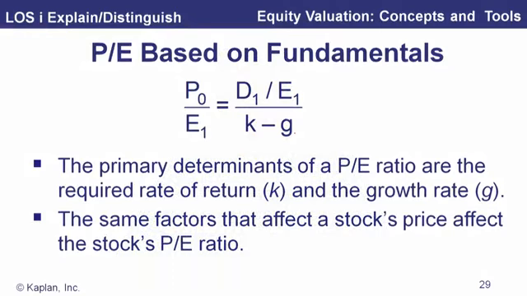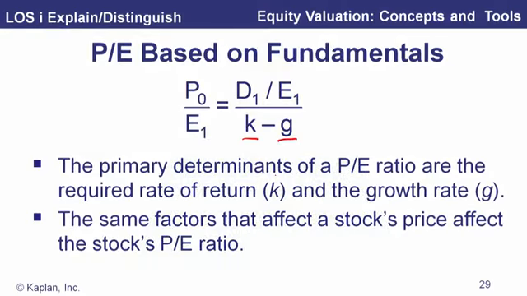What are the primary determinants of a PE ratio? Well, the required rate of return. If it's riskier and K, our required rate of return, is higher, then that price-earnings ratio is going to be lower, our based on fundamentals PE ratio. How about G? Well, higher G reduces our denominator there. And so two companies otherwise the same, one with a higher growth rate is going to have a higher PE. Investors are willing to pay more per each dollar of earnings when those earnings are expected to grow more rapidly in the future.